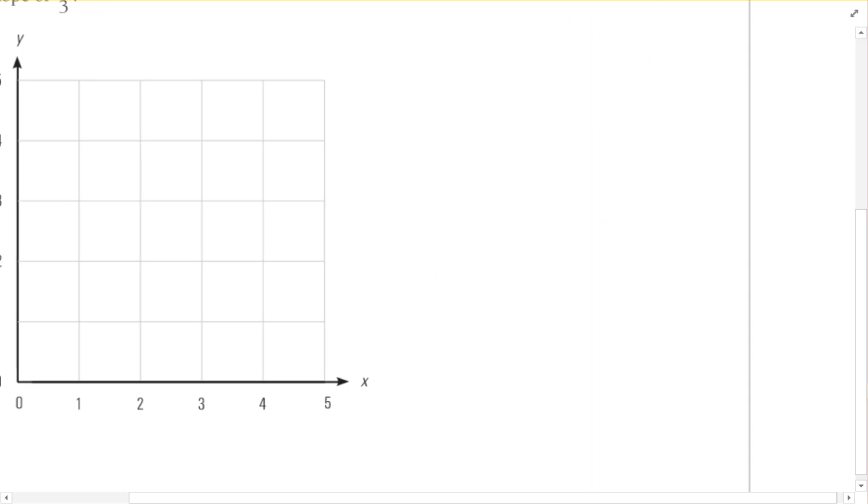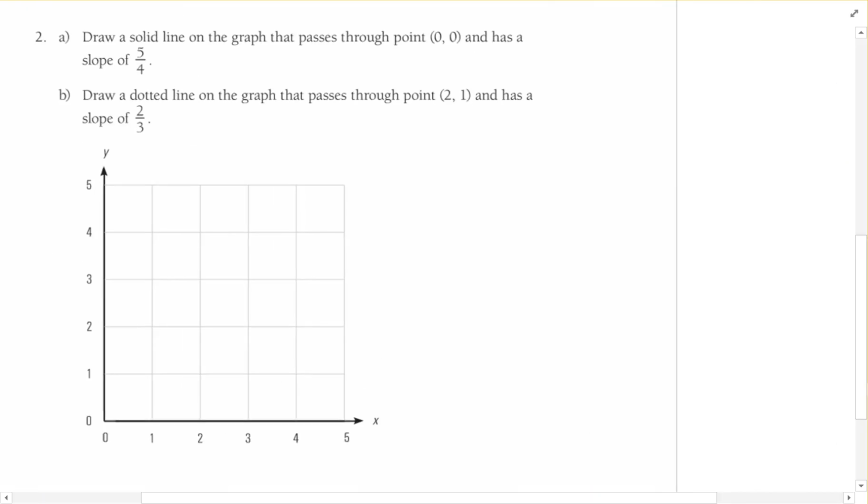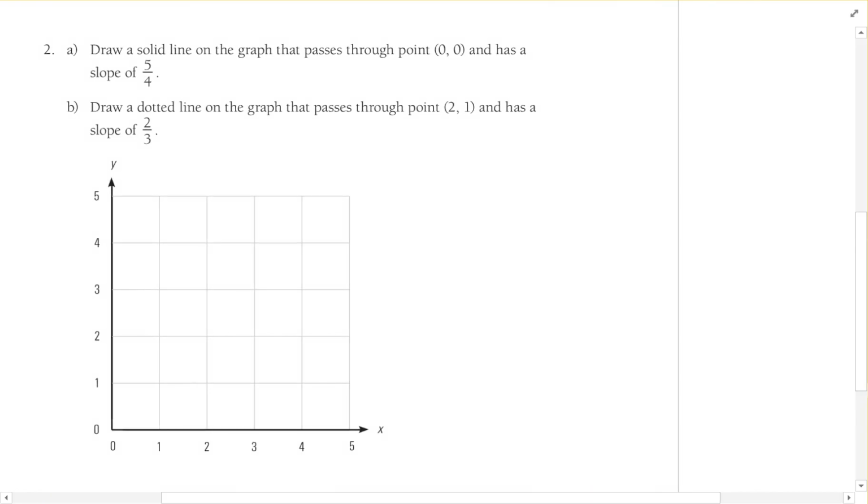Okay, number 2 says draw a solid line on the graph that passes through point 0, 0. I'm going to make that point right now because I know it needs to go through there. And has a slope of 5 over 4. So all you need to do here is recognize that the top, that's the rise, and the bottom, that's the run. So just do that from here.